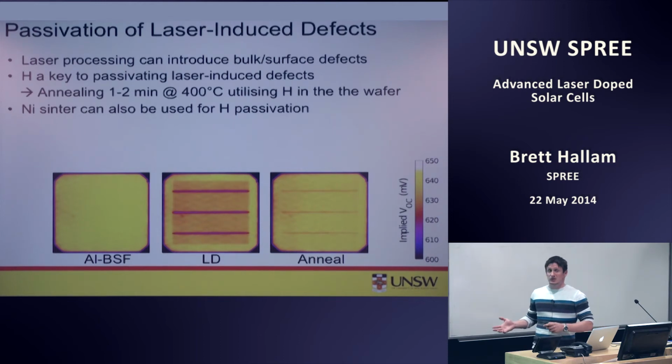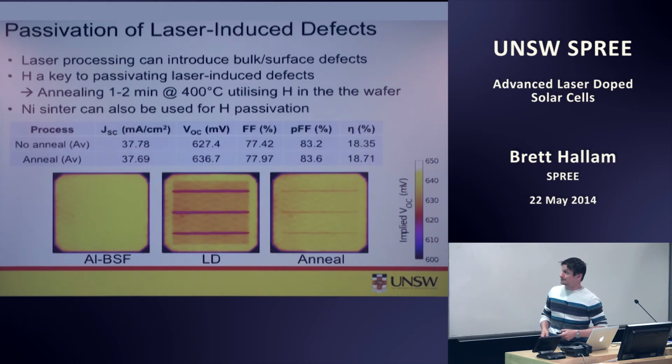And another way we can do this is we can actually incorporate this passivation process into nickel sintering. And that's typically around the 350 degree to 400 degree mark. So it can be effective at passivating these defects. So we don't necessarily need to do a dedicated process to passivate these defects.